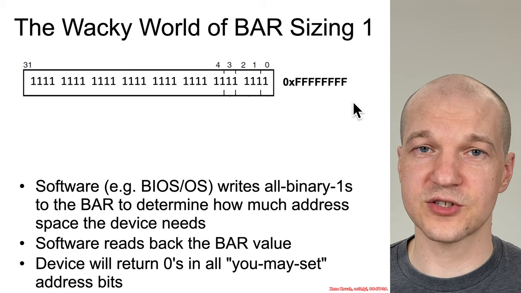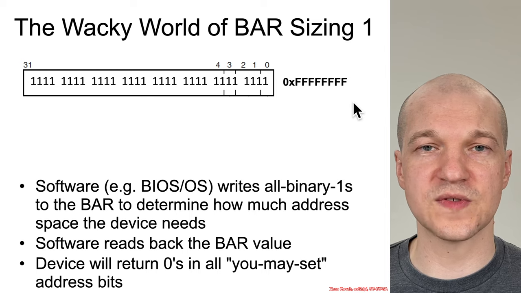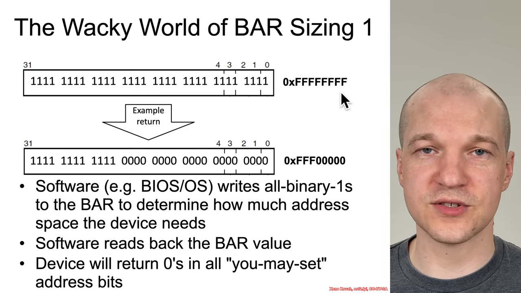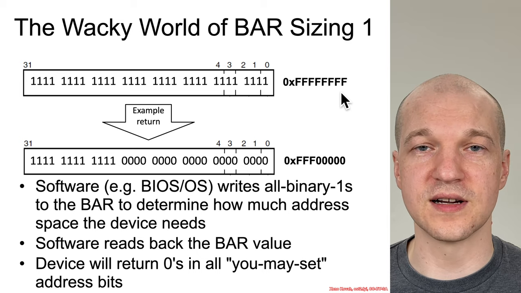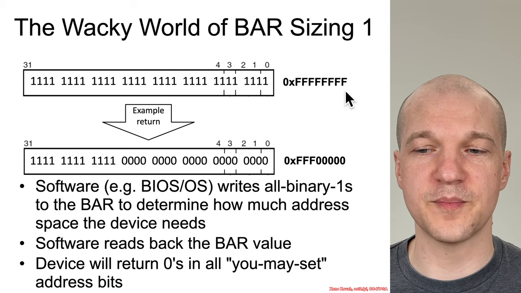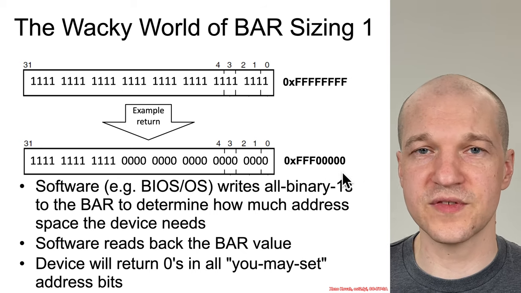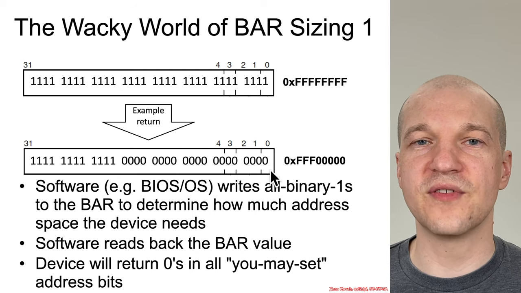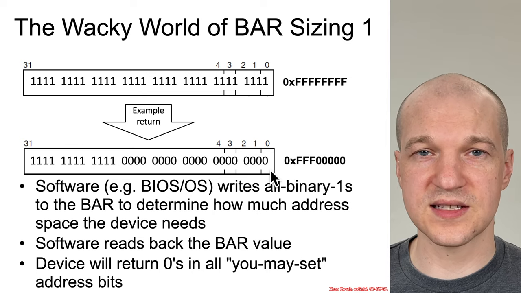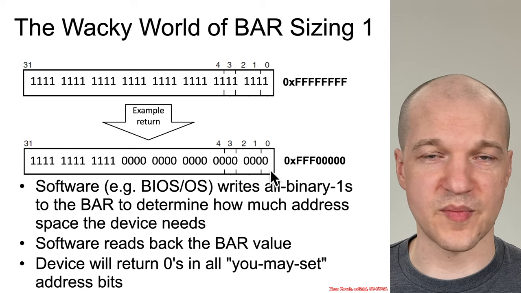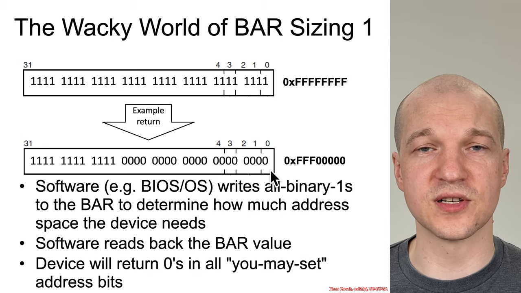If the device actually has something that it wants to expose via memory mapped I/O or port I/O, the device will return something not equal to all the ones that were just written in there. If it's still all ones, then that means this thing has no space that it wants to map. But if it's not all Fs, then the bits that were set to zero, the device is basically saying, these are valid address bits that you can set. These are things where I don't care if you set these when you're accessing my memory mapped I/O once you decide what base address you're going to put it at.